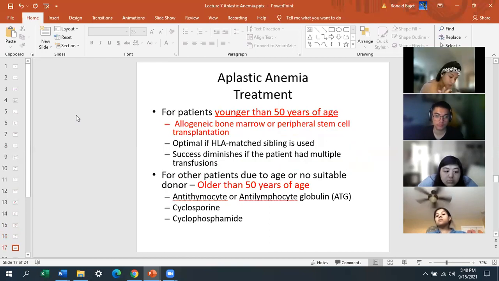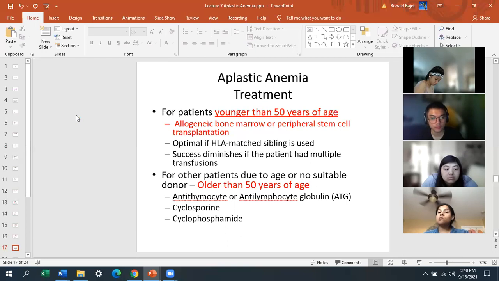Okay, how do we treat aplastic anemia? If you're younger than 50 years of age, then you can get a bone marrow transplant, allogeneic bone marrow stem cell transplant, and it's usually pretty successful. It's optimal if the bone marrow comes from an HLA matched sibling. Okay, you'll be pretty successful. And success diminishes if the patient had multiple transfusions in the past. So, which means that you don't want numerous external antigenic stimulations, exposures. Okay, so the less external antigen exposures you have, the better.